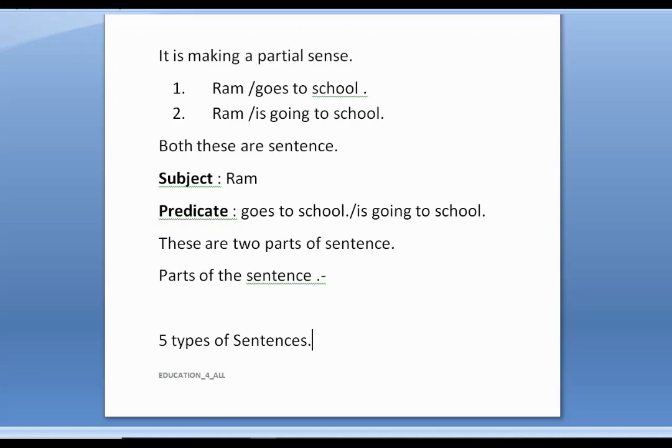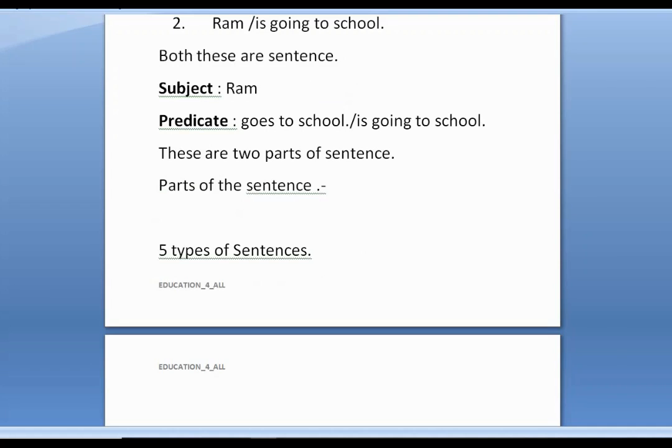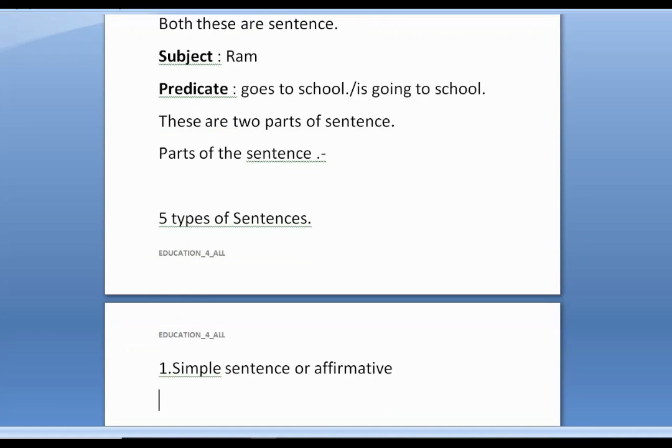So, in English, we totally use 5 types of sentences. Let's talk about them as well. First is simple sentence, or we can say affirmative sentence. Second is interrogative sentence or a question mark sentence.